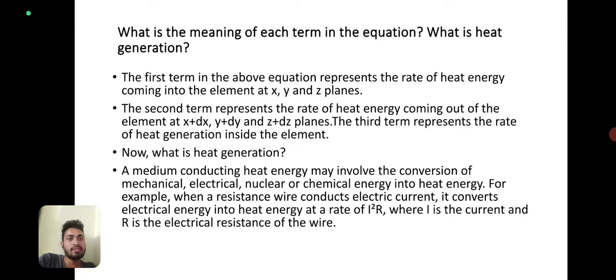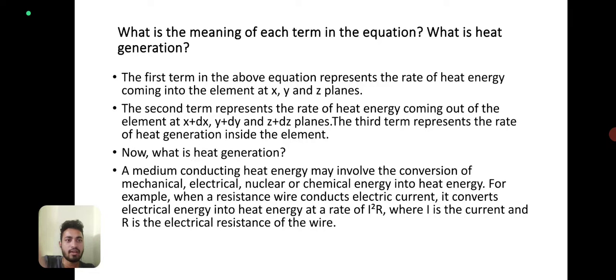What is the meaning of each term in the equation? The first term in the above equation represents the rate of heat energy coming into the element at the x, y and z planes. The second term represents the rate of heat energy coming out of the element at the x plus dx, y plus dy and z plus dz planes.